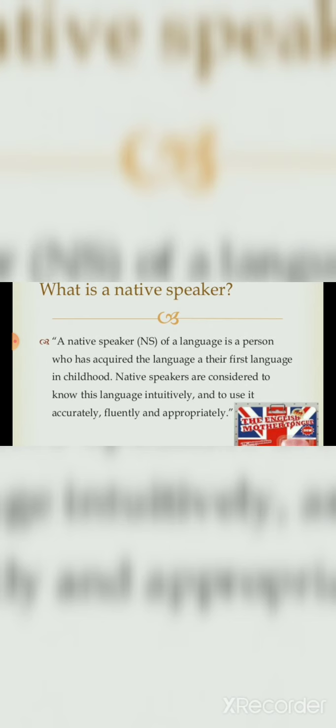Today I have discussed mostly native speaker vocabulary. So first you need to understand what a native speaker is. A native speaker, or NS, of a language is a person who has acquired the language as their first language in childhood. Native speakers are considered to know the language intuitively and to use it accurately, fluently and appropriately, as we are native speakers of our national language, Hindi.